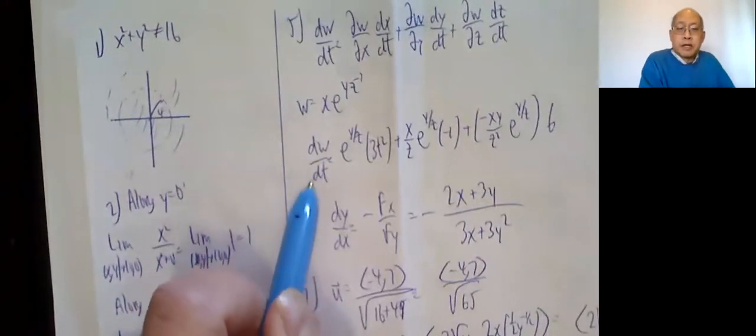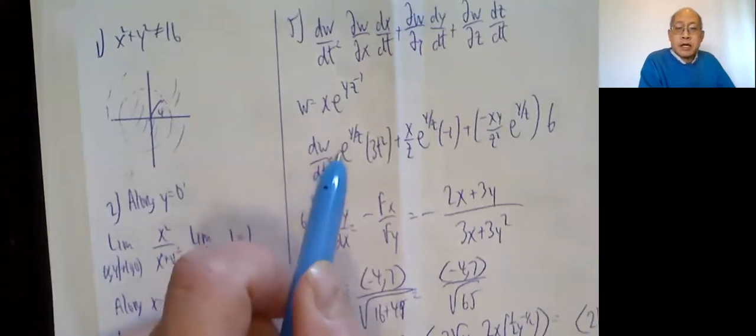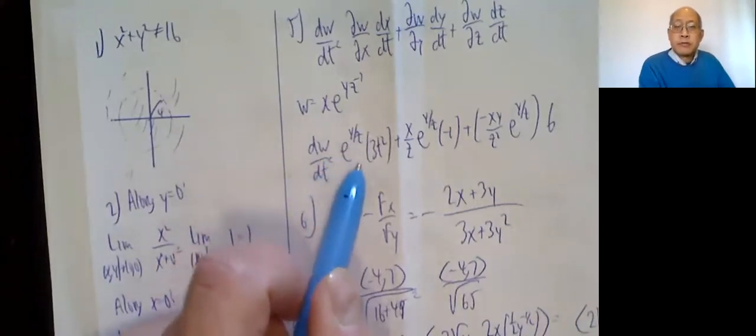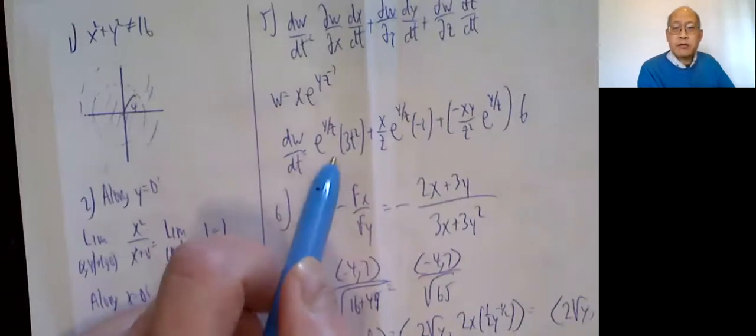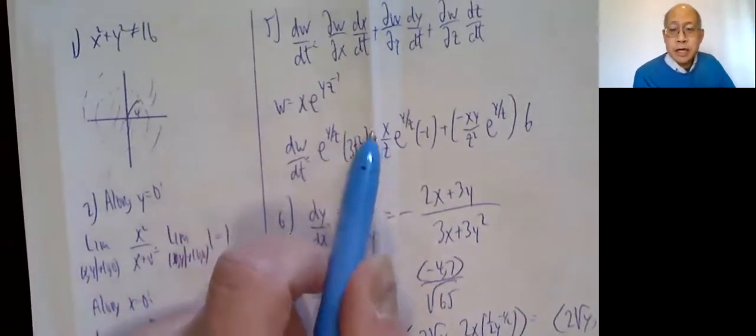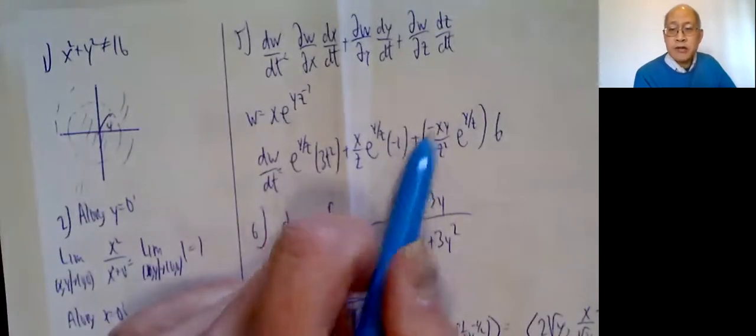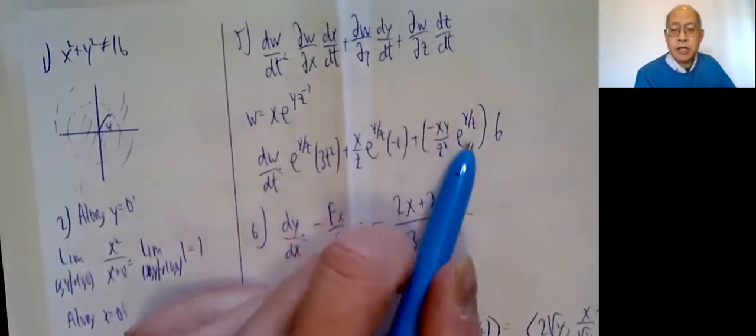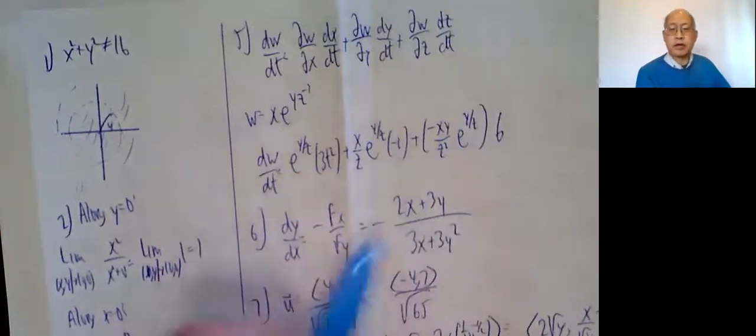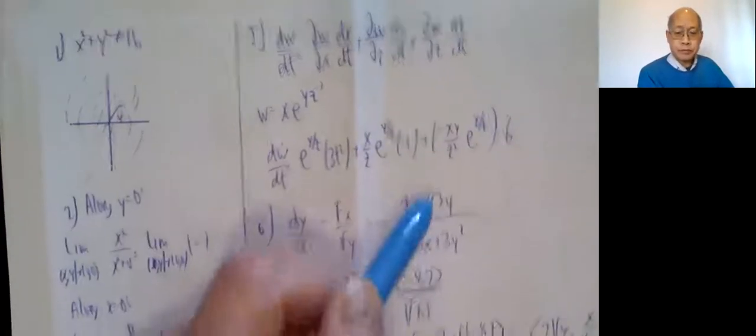So partial of w with respect to t is e to the y over z times 3t squared plus x over z e to the y over z times negative 1 plus negative xy over z squared e to the y over z times 6. And you can clean it up if you wanted to, like that.